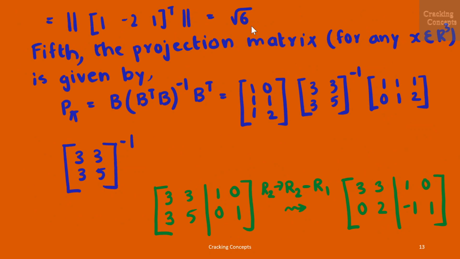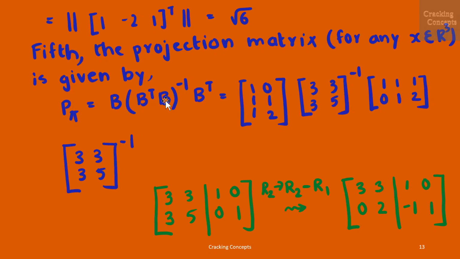Next, we need to find out the projection matrix, which is given by P pi is equal to B into B transpose B inverse B transpose. On substituting the values, we substitute for B and B transpose. We have B transpose B but not its inverse. So we'll find the inverse of that matrix.